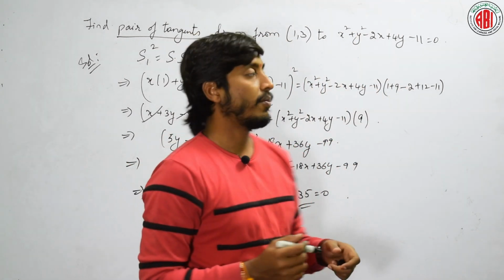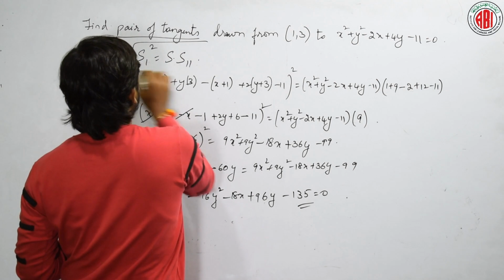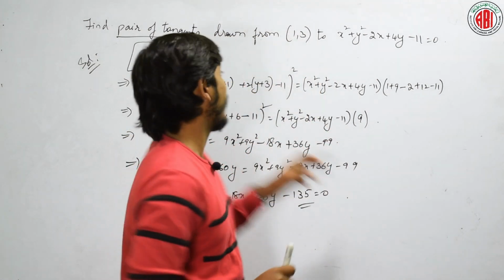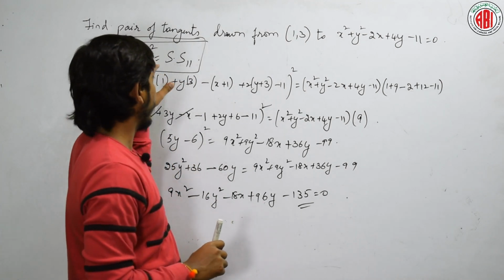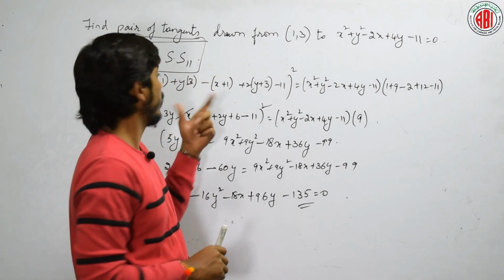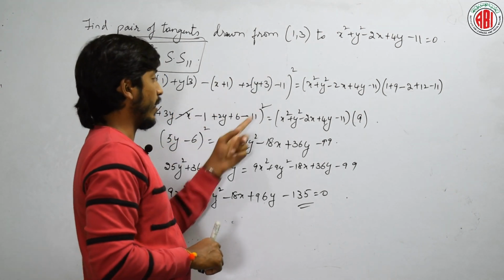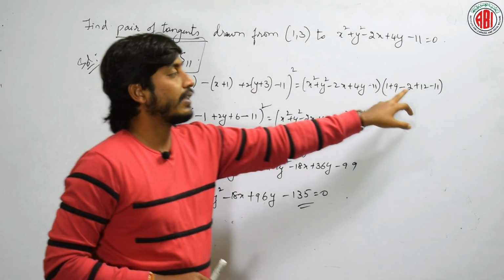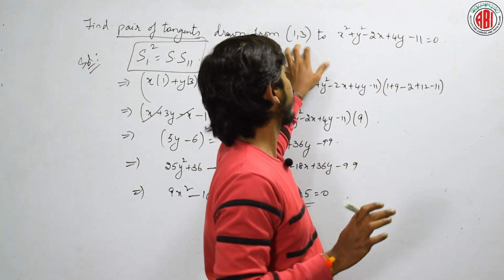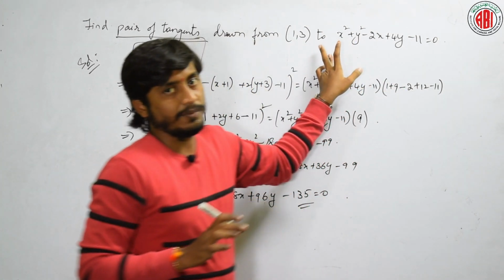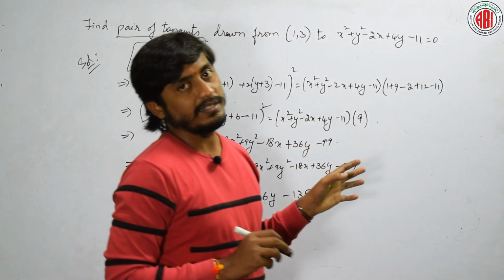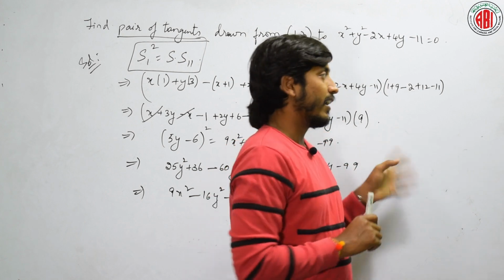Clear? What is the formula for the pair of tangents? That is S1 square is equal to S into S11. Clear? What is S1? S1 is nothing but the equation of the tangent. So, let us substitute it and square it. And what is S11? That is the length of a tangent parameter, just substituting this point in this equation. Clear? So, we will simplify it to get the equation of the tangents. Clear? Fine. This is for today.